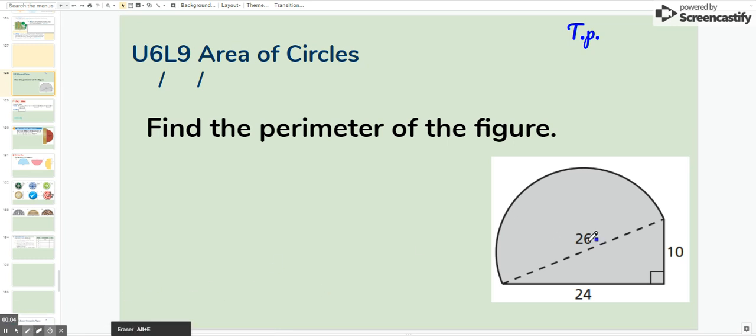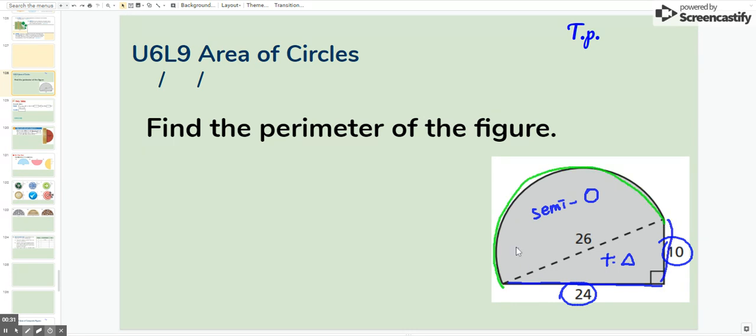Hello everyone, so we're going to find the area of circles today, but before we do that, let's try to find the perimeter of this composite figure. So we have a semicircle and a triangle. We have 24 and 10. This is the base of a triangle, height, and we need to add this half circumference.